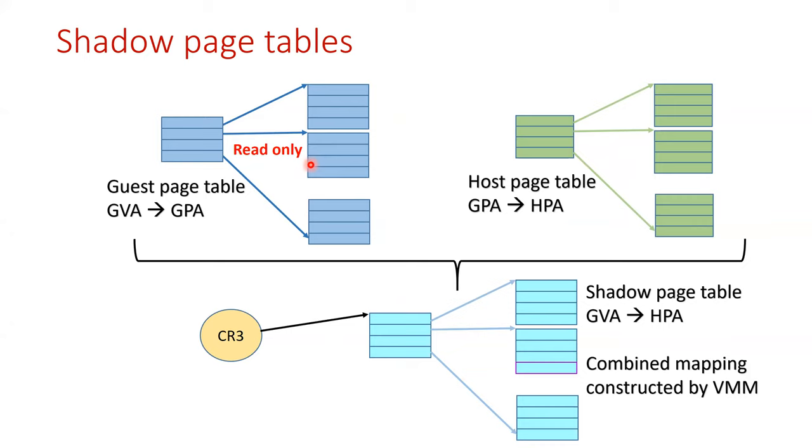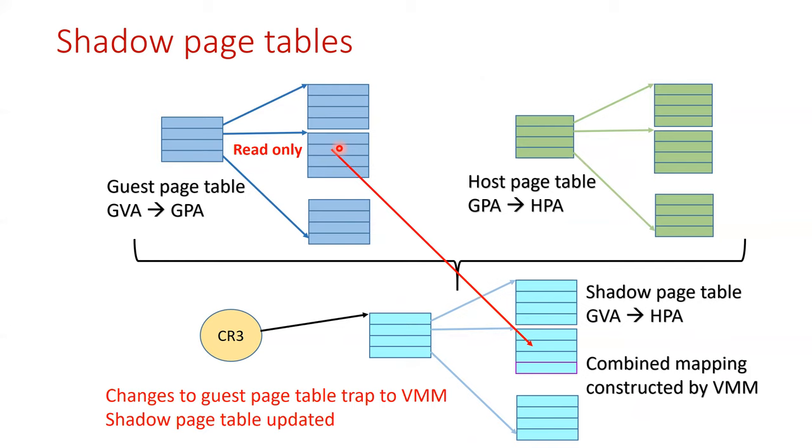Therefore, whenever shadow page tables are maintained by the VMM, the original guest page tables are marked as read-only. All of these pages are marked as read-only, so that whenever the guest modifies them, changes a page table entry, it will trap to the VMM. It's a privileged operation. It won't be allowed. It will be trapped to the VMM, and the VMM can update the shadow.